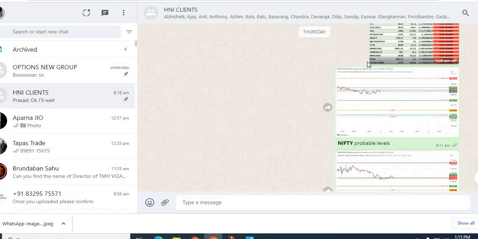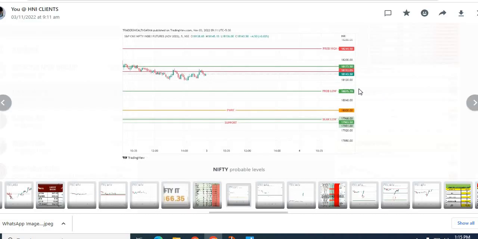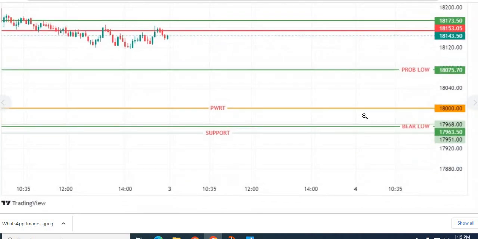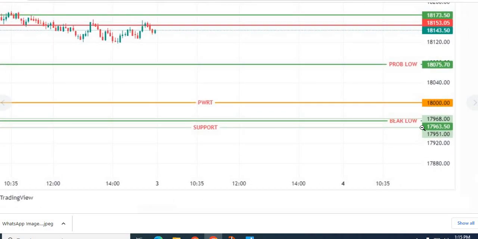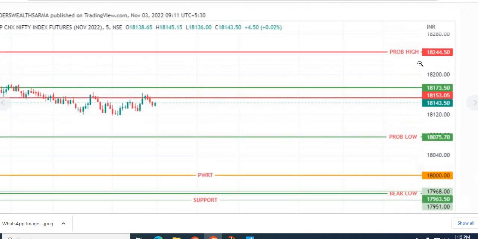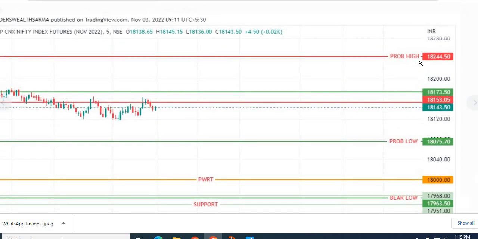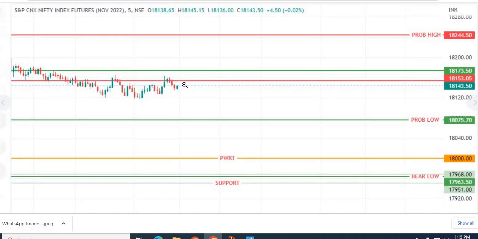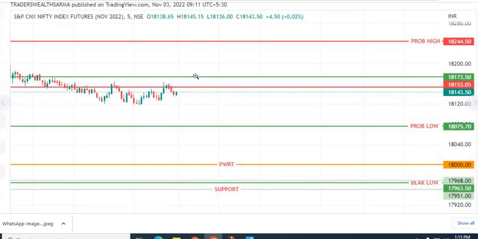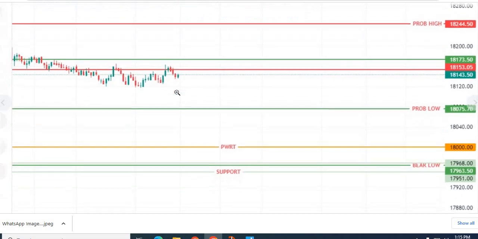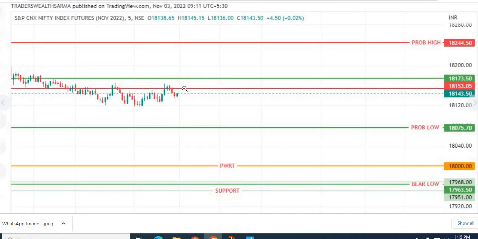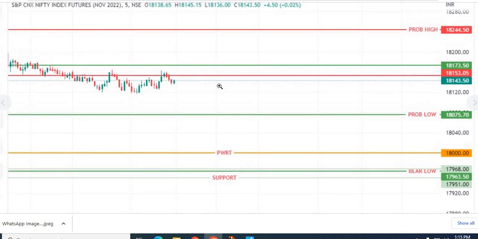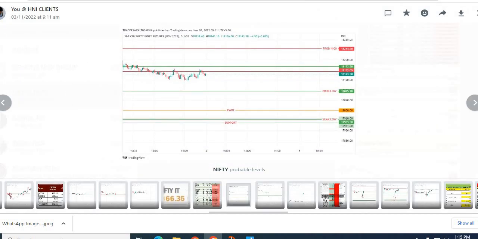Let me show you this. See, prior to that I have given these levels. If this is crossed, I have given this, note down this: 17,968, probably 18,244. And also you see, this is the resistance line I give. If at all the candle sustains above the green line, you can go for buy. Below this is sell. So this way I can trace out the entry levels also.